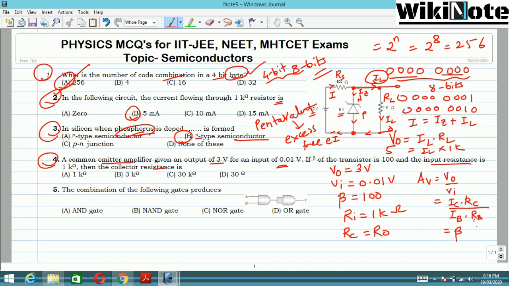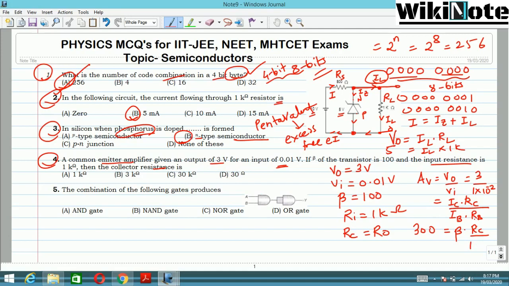So beta I know, RB I know, and AV is given as 3 upon 0.01 volt. So you can simply take down its value as 3 upon 0.01 volt, so 3 divided by 1 into 10 raised to minus 2. So this will become 3 into 10 raised to 2 at the numerator place, so that is 300. So 300 equals beta times RC divided by RB, and RB's value is given as 1 kilo ohm.